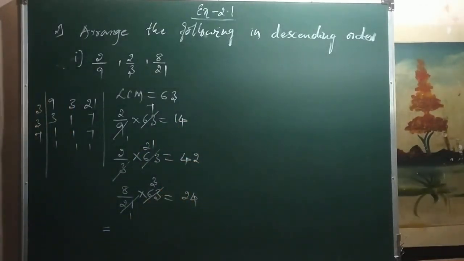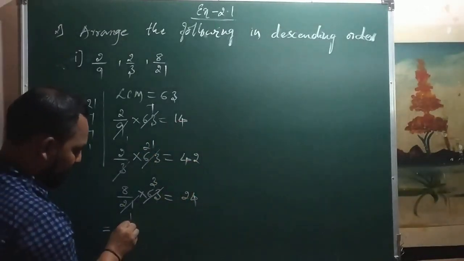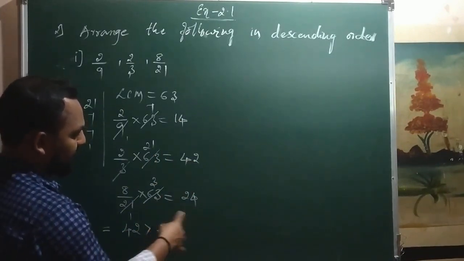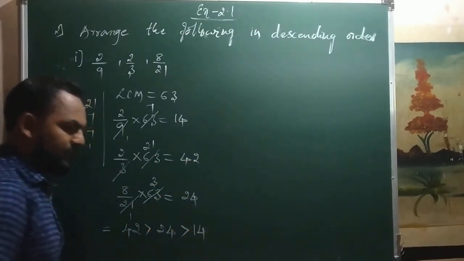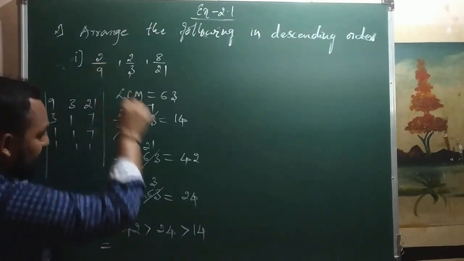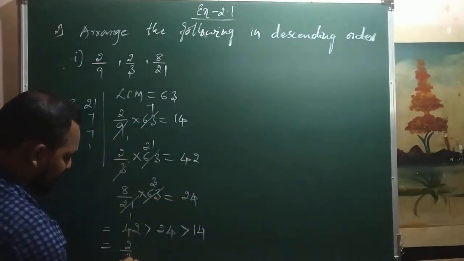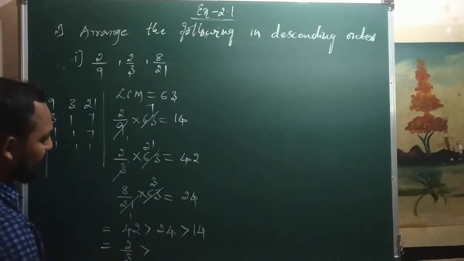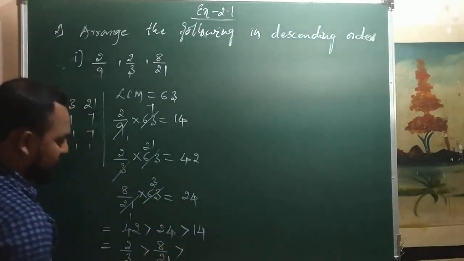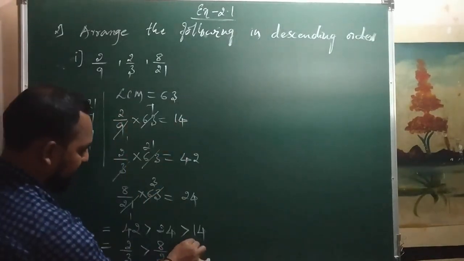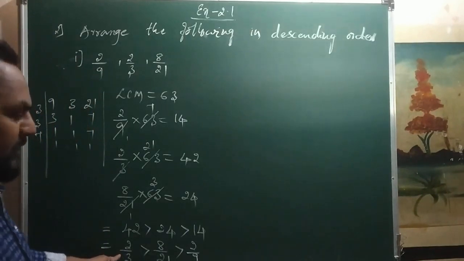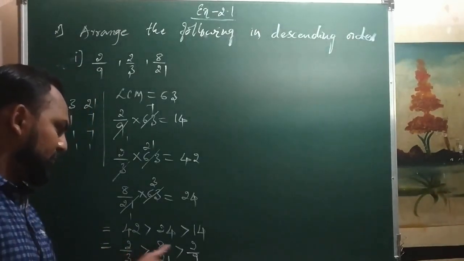Then descending order. Descending order means bigger to smaller. Which one is bigger? 42 is greater than 24, and 24 is greater than 14. So the fraction of 42, 2 by 3, is greater than the fraction of 24, which is 8 by 21. Then the fraction of 14 is 2 by 9. Okay, this is the descending order, bigger to smaller.